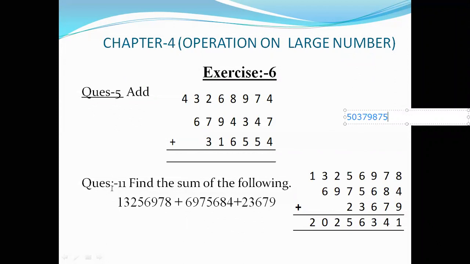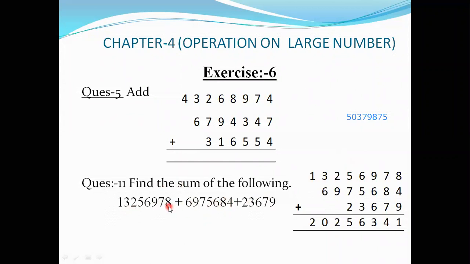And now if we take the examples, question number 11, find the sum of the following. This is written in the horizontal way. The first number is here, the second number is here, the third number is there. Firstly we put these numbers in columns: 1 3 2 5 7 6 9 8. This is the first number, and we write the numbers.